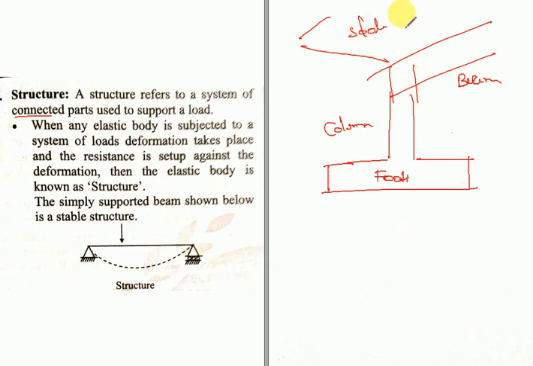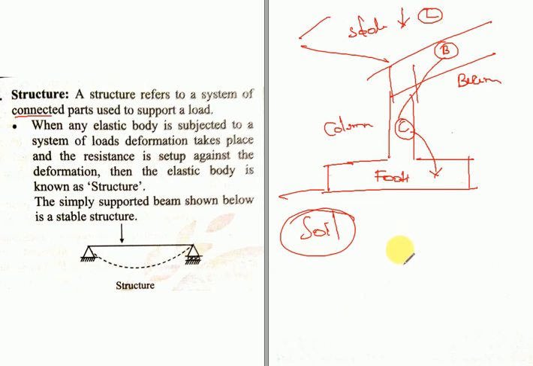The load which is coming from the slab gets transferred to the beam. From the beam the load gets transferred to the column, from the column the load gets transferred to the footing, and finally into the soil. That is the reason all the structural frame parts are interconnected, so they say a structure refers to connected parts. This is how the parts are connected.